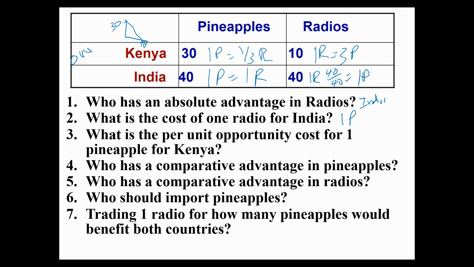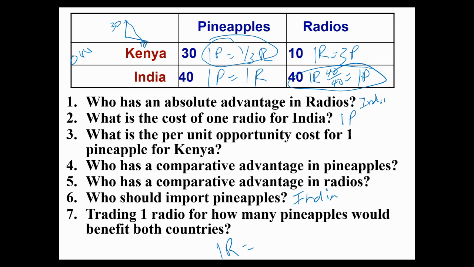So who should import? You've got to be careful of questions. They might ask who should import or export. Well, if we know that Kenya has comparative advantage and is going to specialize in pineapples, then that means they're going to export pineapples. Therefore, India would be importing them. And for radios, India is going to specialize in radios. So now question 7 says, trading one radio, how many pineapples would benefit both countries?